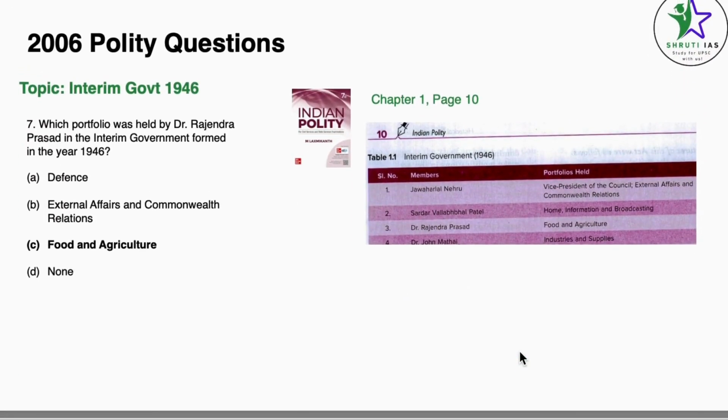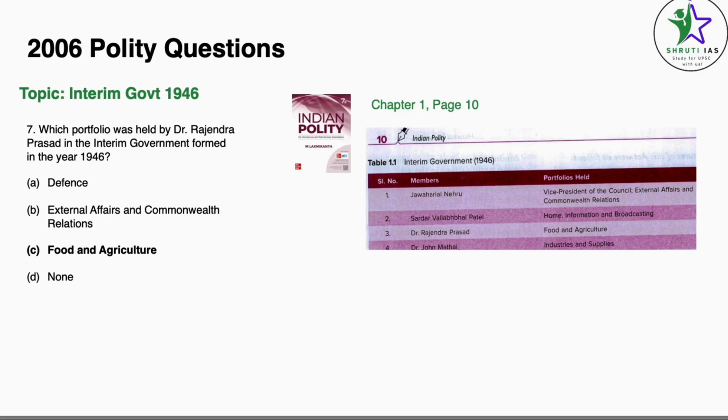Coming to question number 7, the topic is interim government 1946. Which portfolio was held by Dr. Rajendra Prasad in the interim government formed in the year 1946? Now to check this, we go to chapter number 1, historical background, page number 10. Here there's a table 1.1 where it is given a list of the members and the portfolios they held. So Dr. Rajendra Prasad held the portfolio for food and agriculture, external affairs and commonwealth relations was held by Jawaharlal Nehru. So our correct answer is food and agriculture.